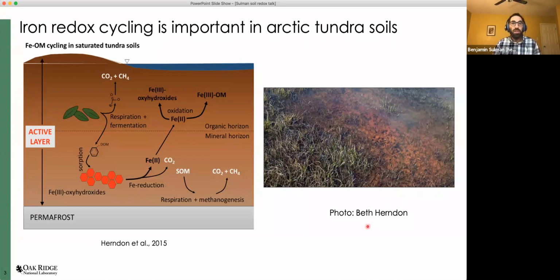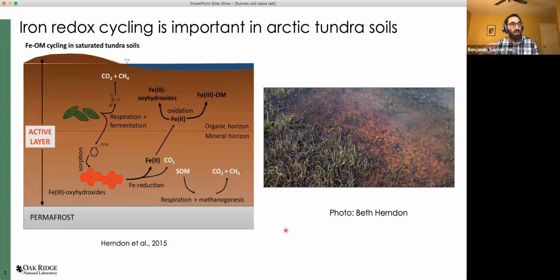These are some really nice visuals from Beth Herndon. On the left, there's a nice diagram showing how the iron cycle interacts with the carbon cycle. You have these mineral transformations: iron(III) oxyhydroxides under more oxic conditions, and then under anoxic conditions, they can be reduced from mostly iron(III) to iron(II), and then these interact with the carbon cycle.